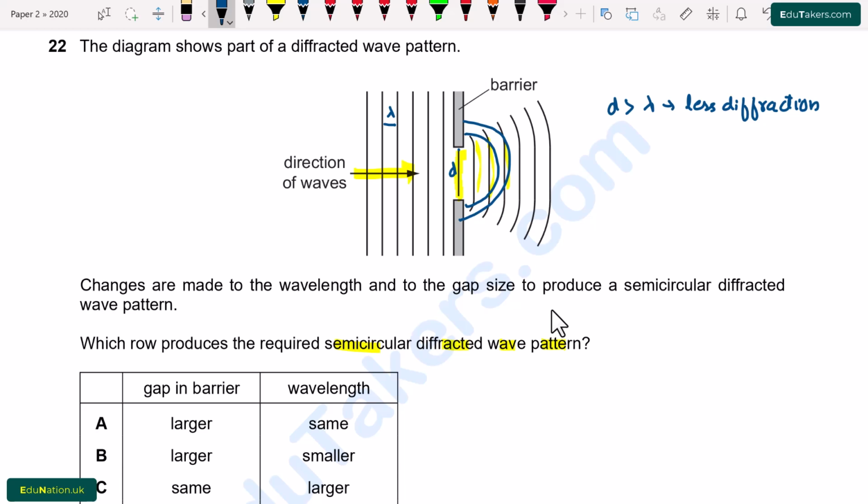In order to obtain the semicircular diffracted wave pattern, we have to decrease the spacing or increase the wavelength so that wavelength is greater than spacing. There will be greater diffraction. Now here we have to obtain the semicircular diffracted wave pattern. It means that there should be more diffraction. It is only possible when we increase the wavelength or when we decrease the gap between the barrier.